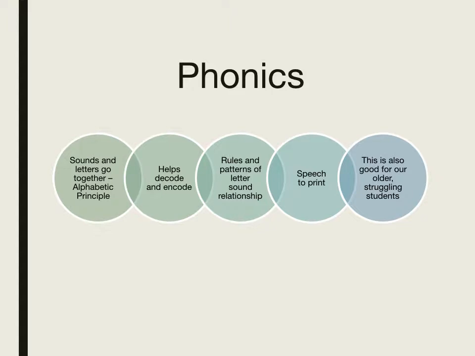Cumulative, explicit, systematic instruction that incorporates multi-sensory learning, like the Orton-Gillingham approach, helps all children learn to read and helps our struggling readers. It helps them read and spell more accurately and fluently. Dr. Louisa Moats reports that phonics is critical for preventing reading failure in children at risk.